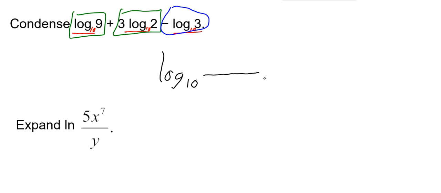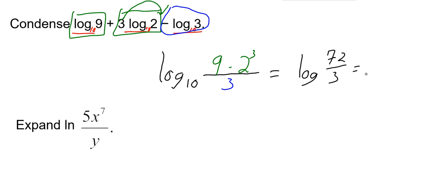Anything that is positive will go on the top as multiplication. So I'm going to get 9 times 2 to the third, because this 3 factor in front will come back here as an exponent. And I subtract log of 3, so subtraction becomes division. Now that I have condensed it to a single logarithm, I can write it simplified out. I'm just going to write it as log, I'm not going to write my base 10. 2 cubed is 8. 9 times 8 is 72 over 3. And if I simplify that, I get log of 24.